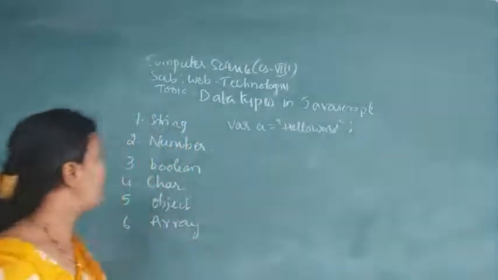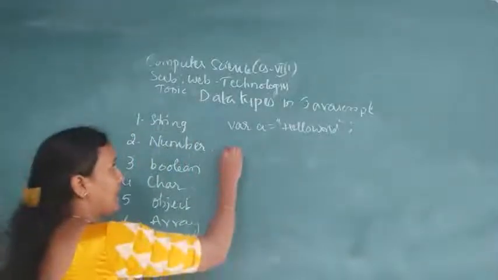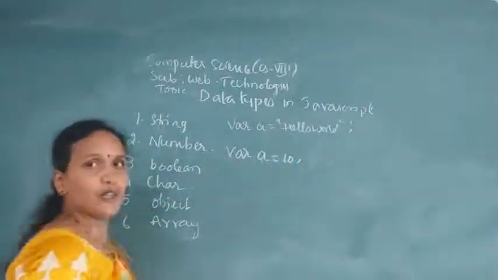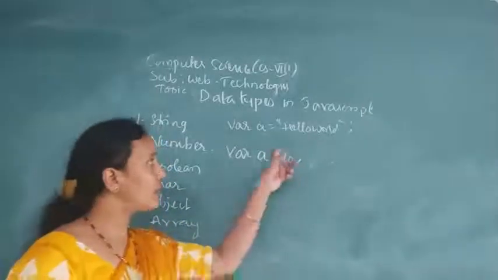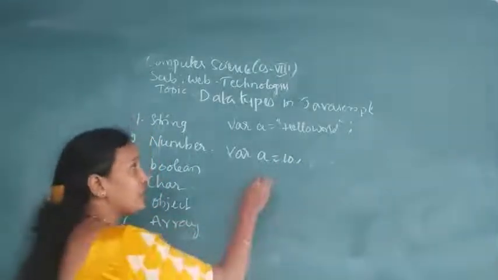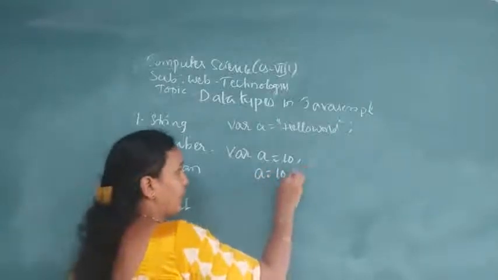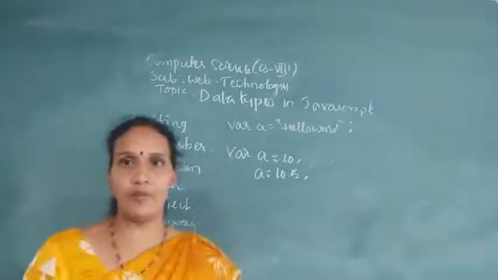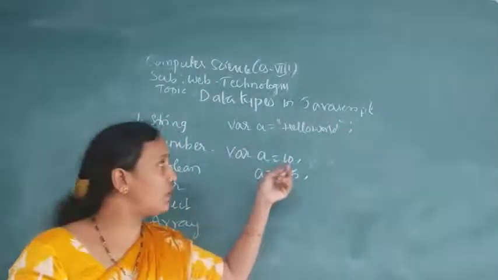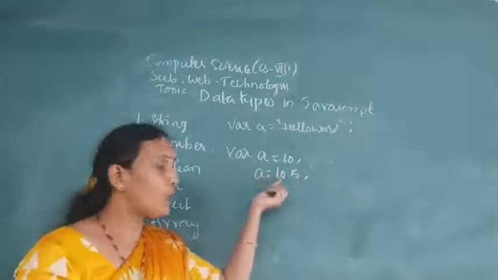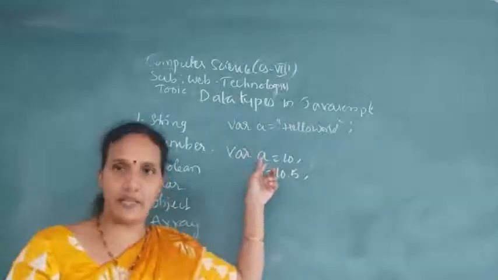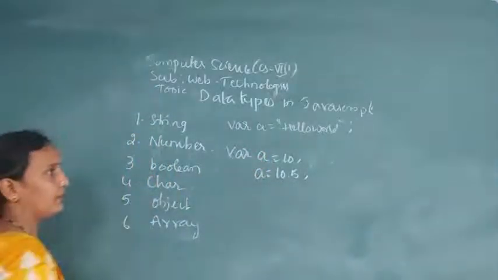Now the next one is number. In number also, for example, if I give var a equals 10, it is an integer variable, because the value I am storing is an integer value. If I store like this, a equals 10.5, this variable is a float variable. Understood? Depending on the value you are storing, it gives a data type. Here I am storing an integer, and here a float. So this is a float variable and this is an integer variable. Now the next one is boolean.